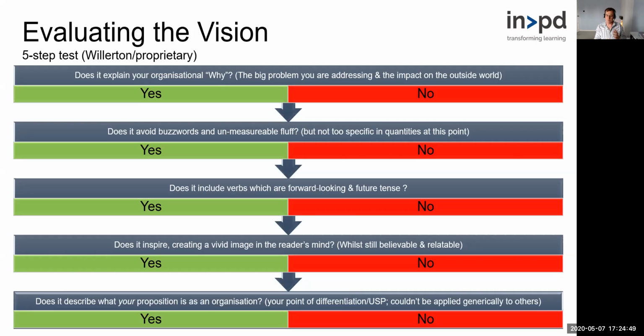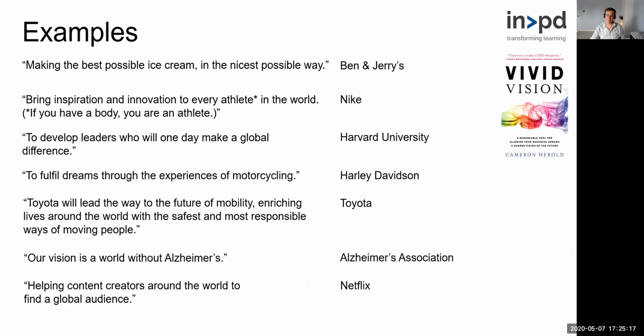Does the vision include verbs which are forward-looking and are focused on that future? Does the vision inspire? So it creates that vivid image while still being accessible, believable, relatable for those people. And does it explain the proposition that your organization has, maybe your unique selling point, something that differentiates you a little bit? Good test for this is if you could apply your vision to any other business and it's generic, it's probably not specific enough.